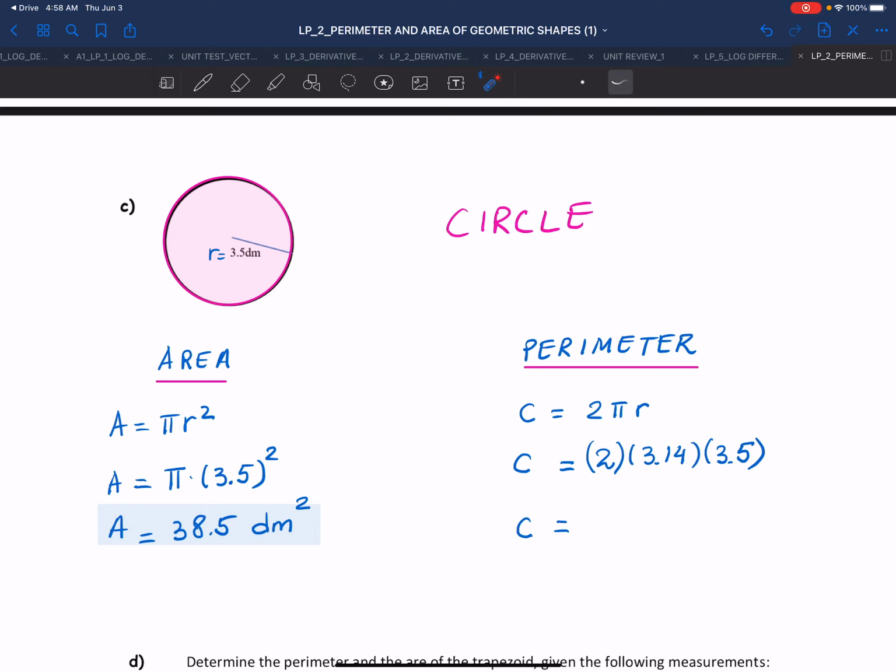I got 21.99. So I will be rounding this to 22.0. And this will be in decimeters. Remember, circumference is length, so it's not unit squared. And voila, we're done with the circumference.